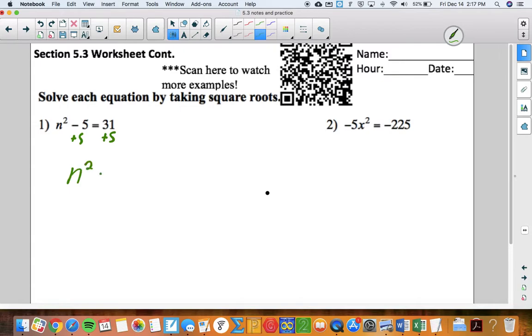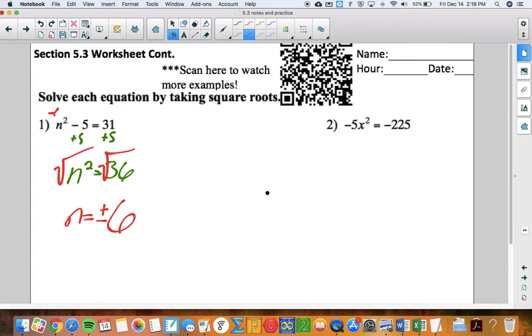So we get n squared equals 36. To undo squaring, we square root, which really means what number times itself equals 36. So the answer is positive 6 and negative 6, because negative 6 times negative 6 is 36.